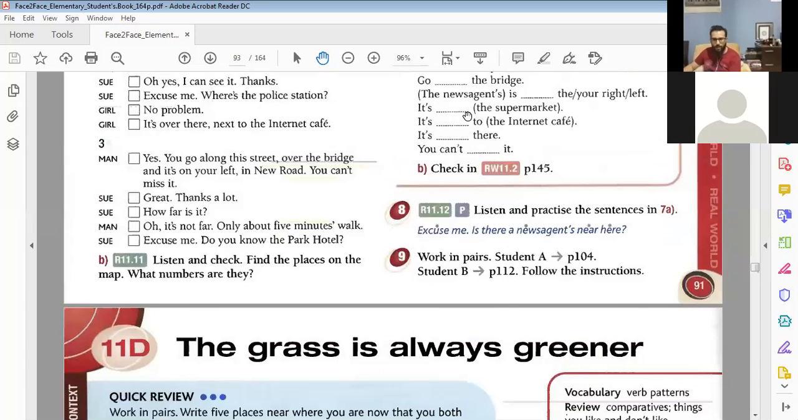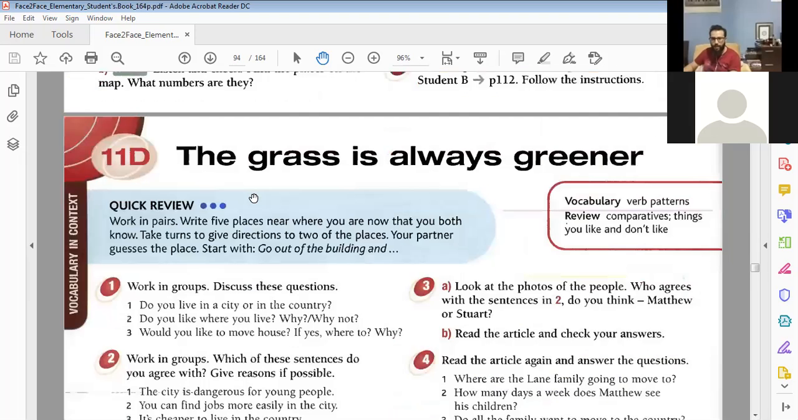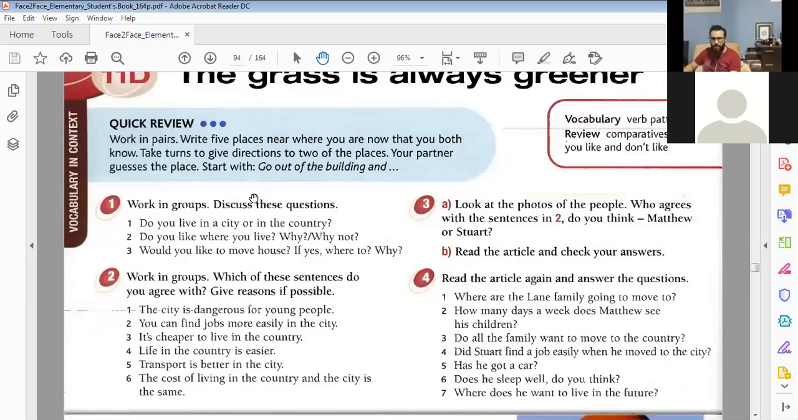I think we finished it. We also here finished the conversation, how to ask for directions and give directions. We did that. And we started here with this lesson.